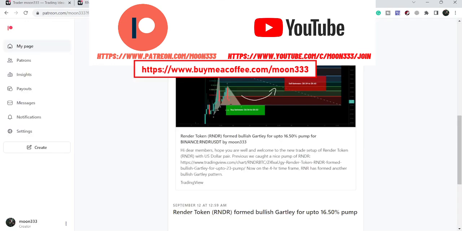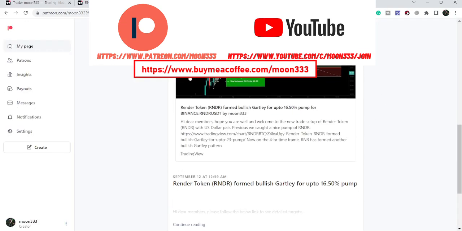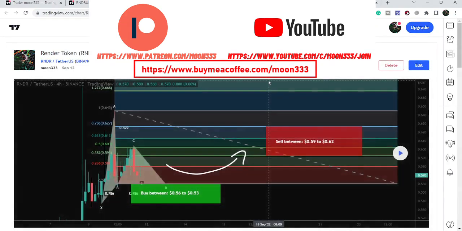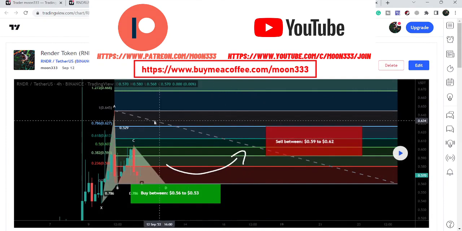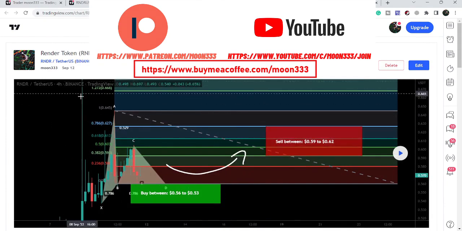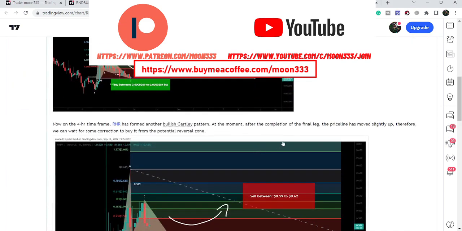So let's start the analysis, and first of all, let me begin with my last successful trade setup that I shared with my members, and that was a harmonic bullish reversal Gartley pattern that the Render token formed with the US dollar pair. By the way, this pattern was formed on the 4-hour time frame chart, and I shared this idea on 12th of September. You can see after the completion of this final leg, the price line moved slightly up. Therefore, I told my members that we can wait for the price correction to buy from the potential reversal zone.